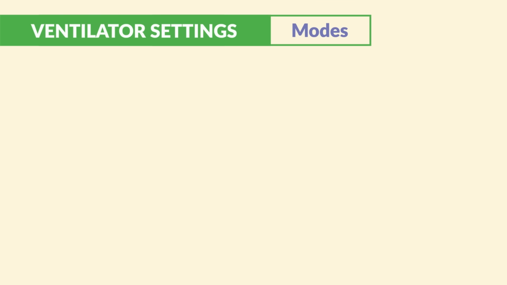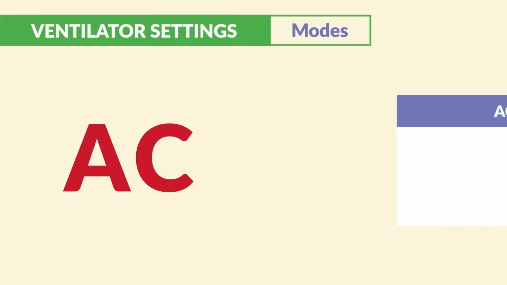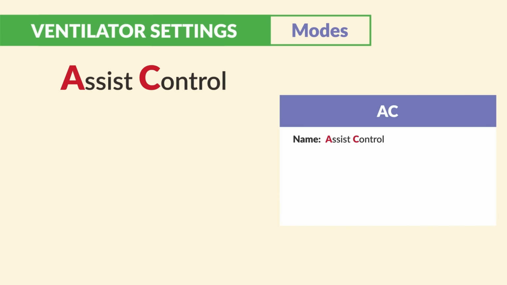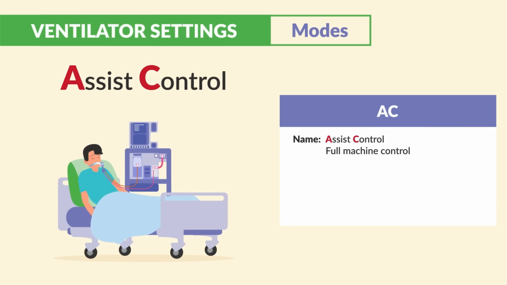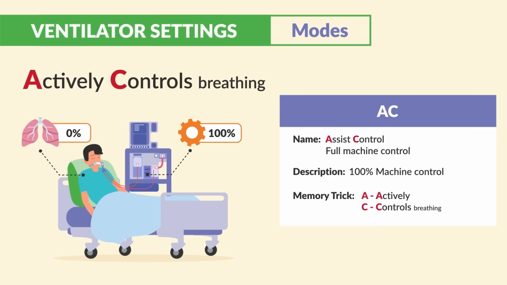Now let's cover modes here. The two you have to know are AC and SIMV. AC is for assist control. This means full machine control over the patient's respiratory rate. So it's 100% machine control, typically used after CPR or even in life support, like long-term care clients. Just think AC is for actively controls breathing.